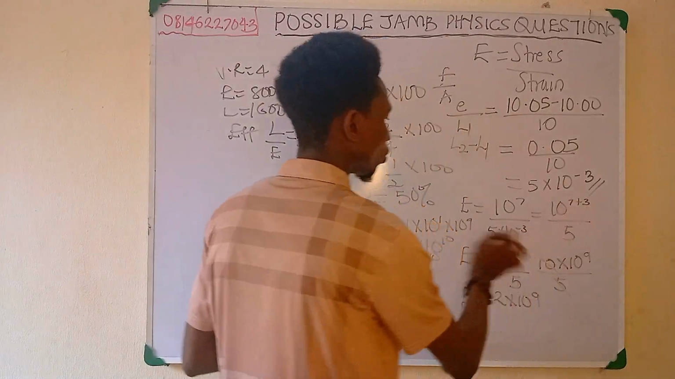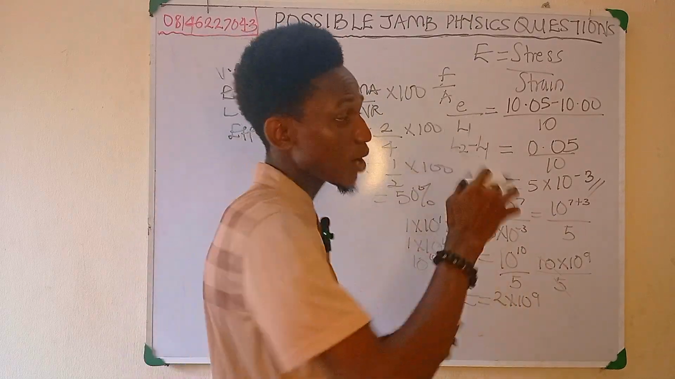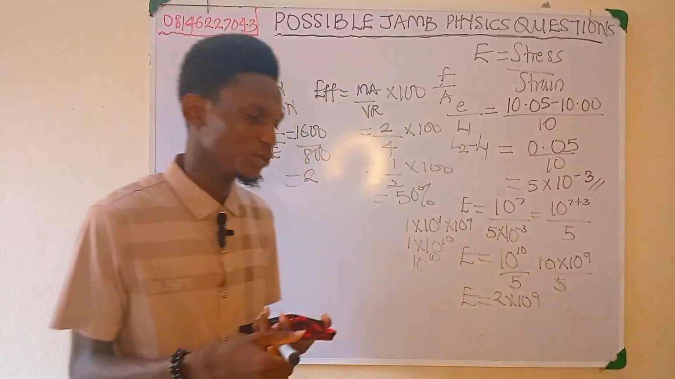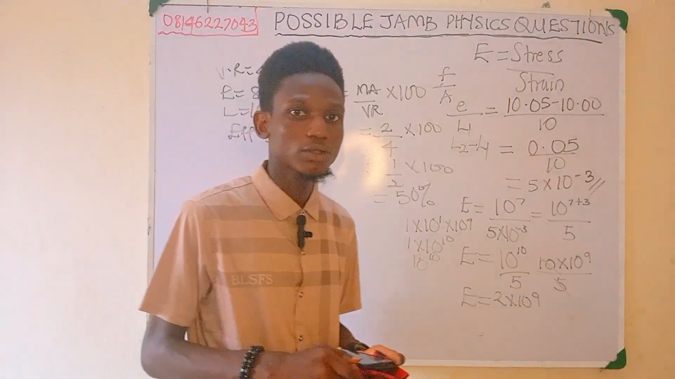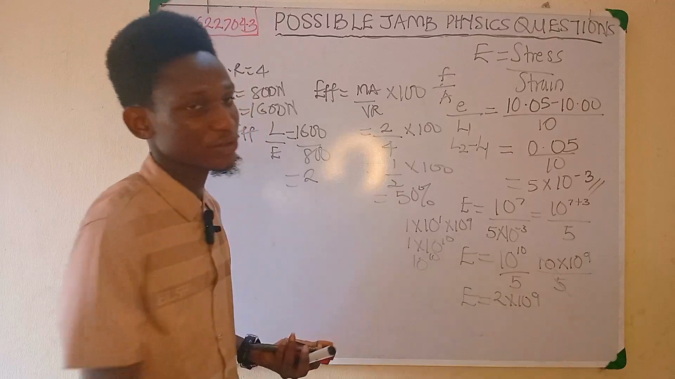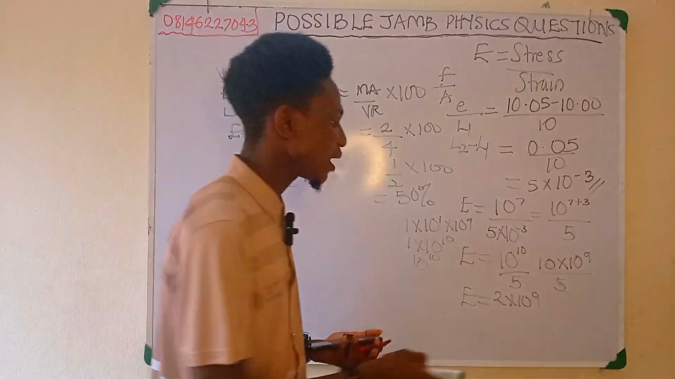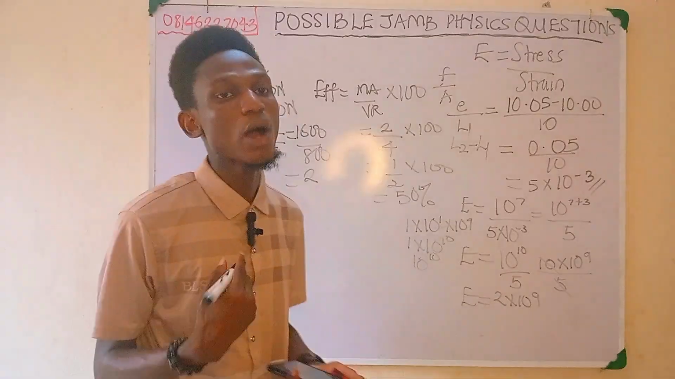Although you can do it like this on your calculator. Just do 10 raised to the power 7. Just write 7 zeros. Is it 1 million here? No, it will be 10 million, as 7 zeros. So 10 million divided by 5 times 10 raised to the power minus 3. You can do it like that on your calculator, but I just prefer doing it like this so I do not make a mistake.